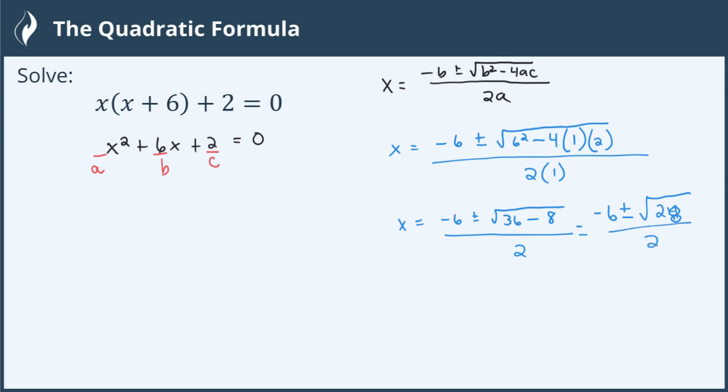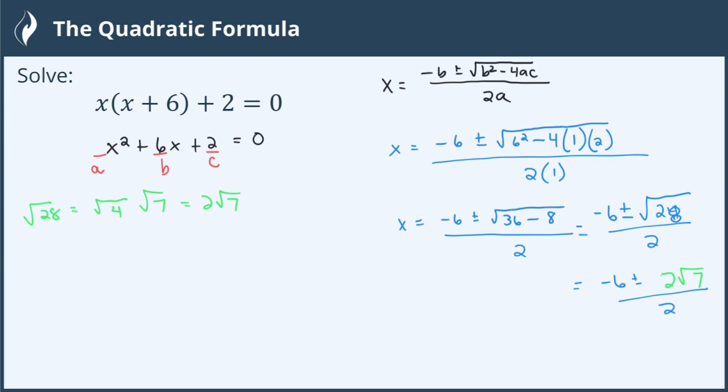But let's break that square root of 28 down over here. So the square root of 28 is the same thing as the square root of 4 times the square root of 7, which becomes 2 times the square root of 7. Okay, we're going to put that over here. So we're going to put 2 times the square root of 7 in here. So that leaves us with negative 6 plus or minus this, over 2.